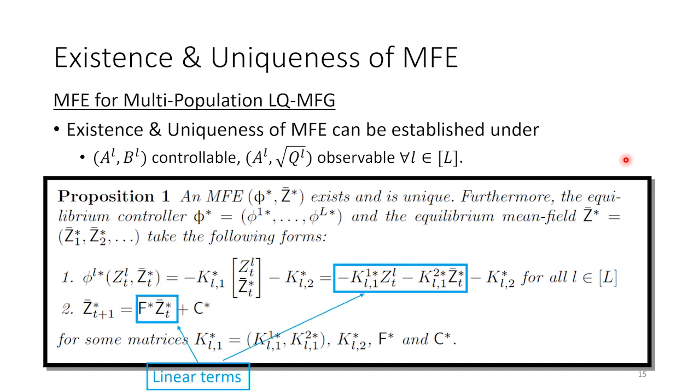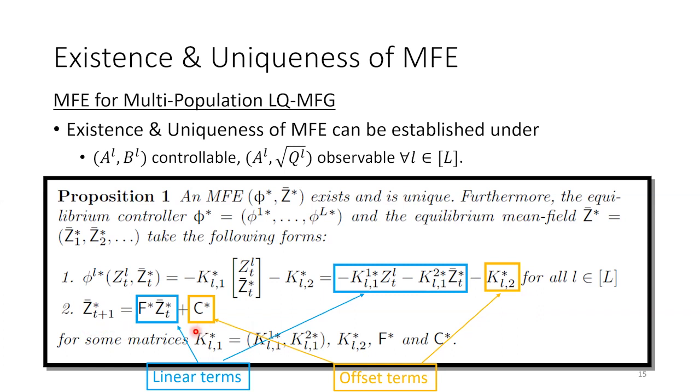And something that I would like to point out is that this is phi L star, the equilibrium controller for the generic agent in the population. And then Z bar star is the mean field. The two things I would like to bring your attention to is that there's a linear structure in these two terms. So phi, the controller, is a linear function of the state of the agent itself, the mean field, or the joint mean field, and then there is this offset term. So the controller is linearly dependent on the state of the agent itself, the mean field, and there's also an extra offset term.